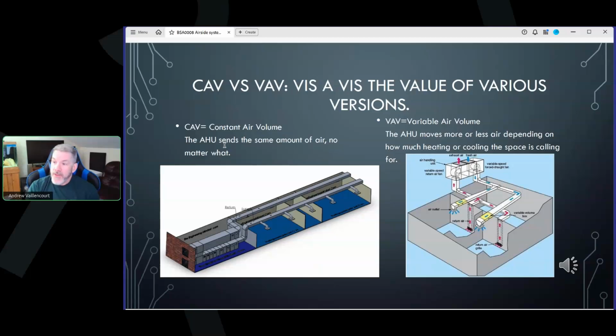All right, so CAV versus VAV, vis-a-vis the value of various versions. Alliteration is fun. CAV stands for constant air volume. It's going to send the same amount of air no matter what. And for about 90 years, this is what they all were. Willis Haviland Carrier created the first functioning air handler way back in about 18-something or other. Until about 2002, they were all constant volume. We didn't start seeing variable volume really take over until the 21st century. There were a few of them. There were multi-zone units. There was some weird stuff that happened in the 70s, 80s, and 90s. But for the most part, it was constant air.